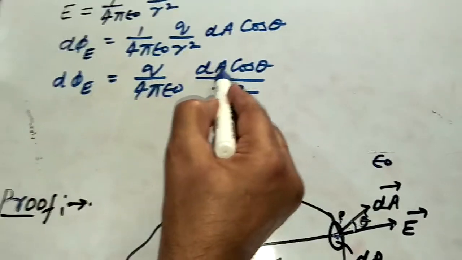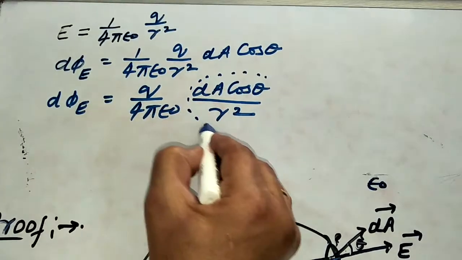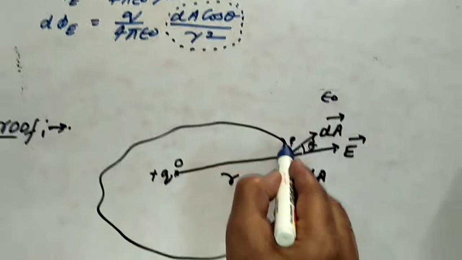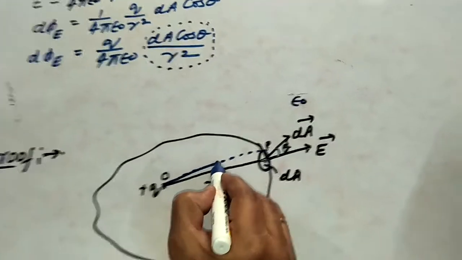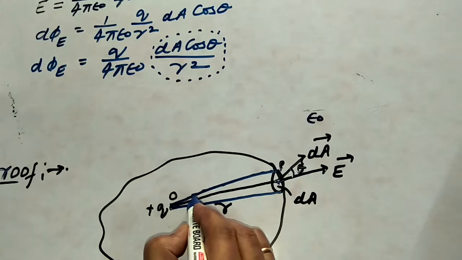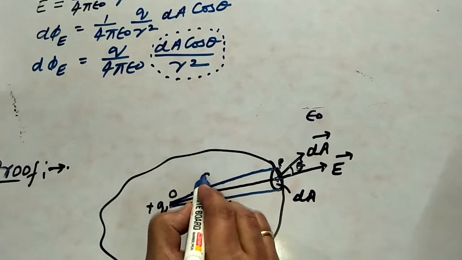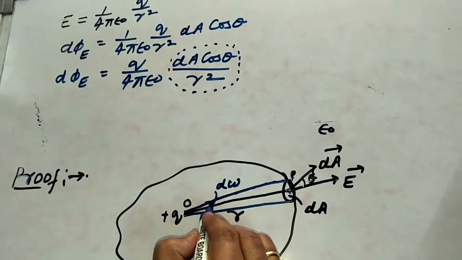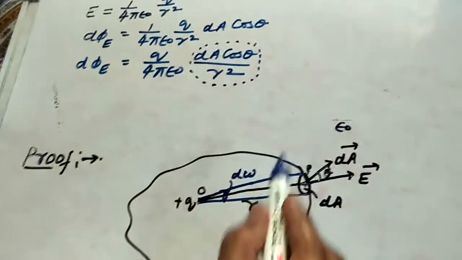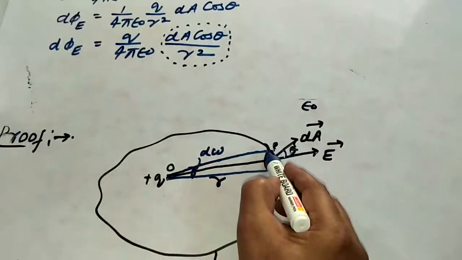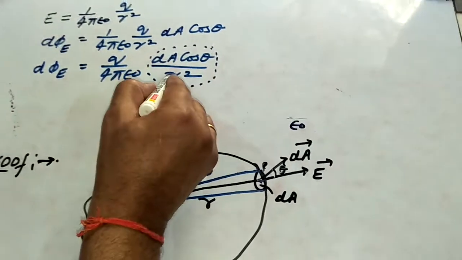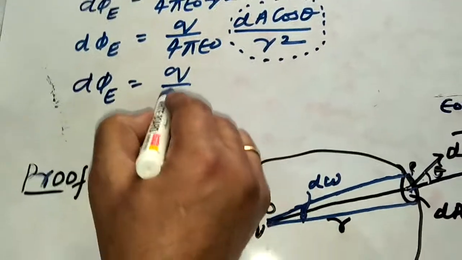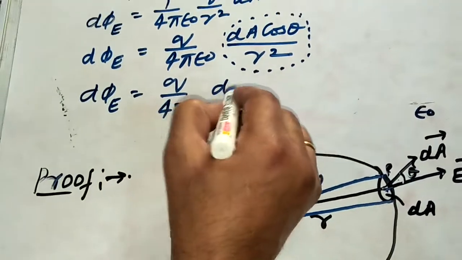Dear student, you know dA cos θ upon r², this whole term is the solid angle subtended by this small area element at the point O. And suppose this solid angle is denoted by dω. So in place of dA cos θ upon r², you can write dω. So dφE is equal to q upon 4πε₀ dω.